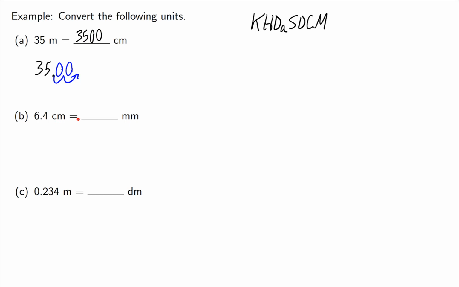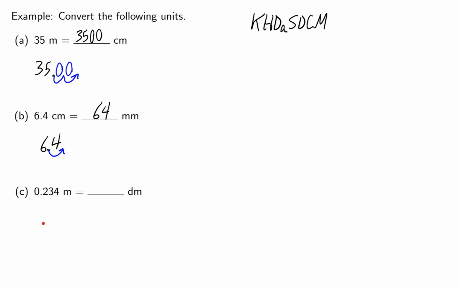Centimeters to millimeters. I'll copy down my number, and then I need to go from centi, which is right here, to milli, which is right here. I'm going to move 1 place to the right. And that gives me 64 millimeters.